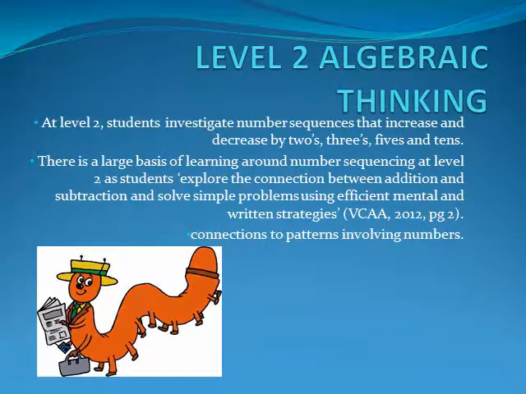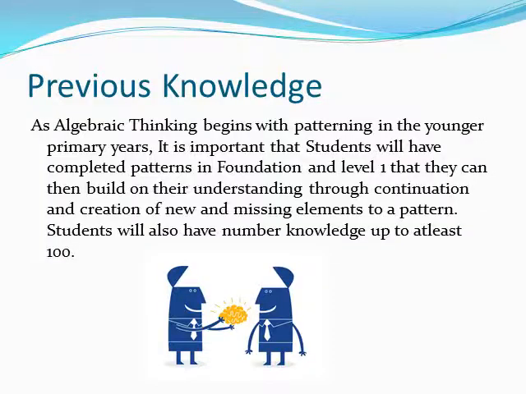At Level 2, students investigate number sequences that increase and decrease by 2s, 3s, 5s, and 10s. There is a large basis of learning around number sequencing at Level 2 as students explore the connection between addition and subtraction and solve simple problems using efficient mental and written strategies. At this stage, students are able to make connections to patterns involving numbers and identify any missing elements that may provide a solution to a sum.